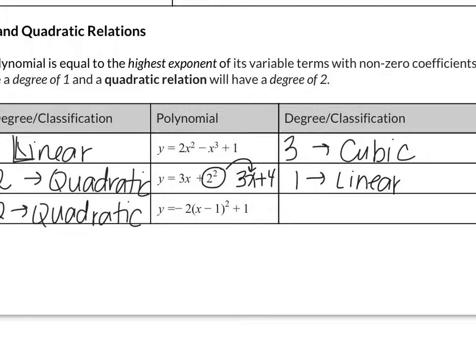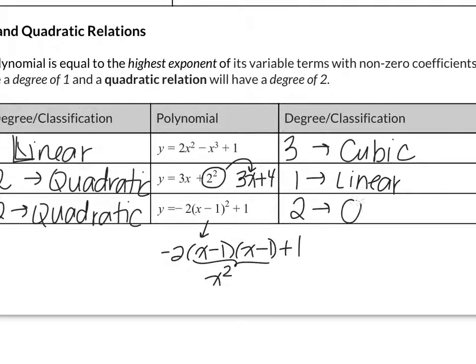So this last one, again, inside the bracket, it has a degree of 1, but we have to remember, what does x minus 1 all squared mean? It means x minus 1 times x minus 1. If I distribute this, because these are being multiplied, if I do FOIL, then I'm going to get an x squared term. And so this is a degree of 2 and is therefore quadratic.